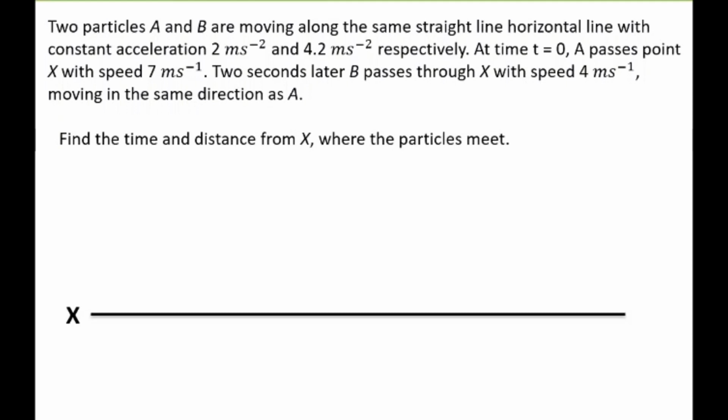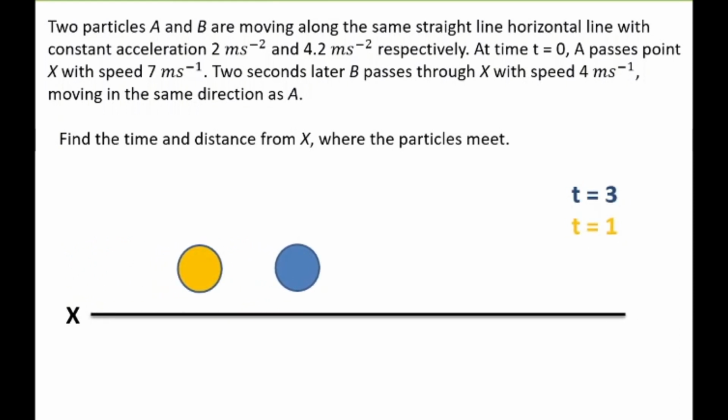So we have two particles, A and B, and they're moving along the same straight horizontal line with constant accelerations. The acceleration for A is 2 and the acceleration for B is 4.2. At the time t equals 0, so at the very beginning, when we first started measuring time, the particle A passes the point X with a speed of 7 meters per second. 2 seconds later, B passes with a speed of 4 meters per second, also moving in the same direction as A. We're asked to find both the time and the distance from X where the particles meet.